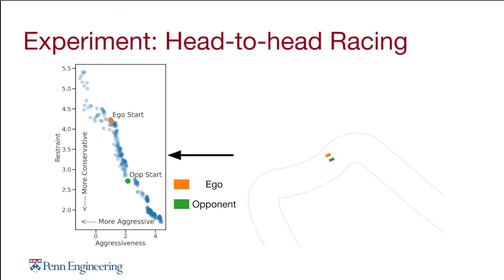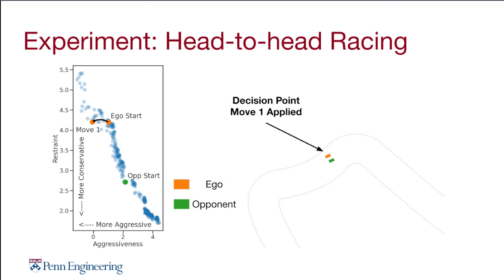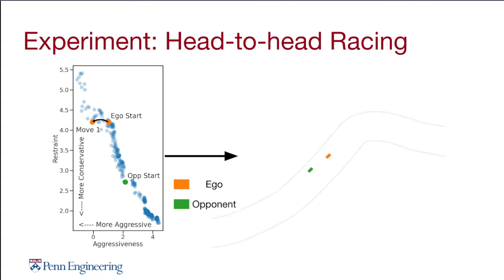In a qualitative example, we see after the initial rollout, the online planner determines the ego and the opponent's starting position in the objective space. At the decision point, the game-theoretic ego planner decides to increase in aggressiveness and change the cost weights of the planner accordingly. After the decision point, we see the ego overtaking the opponent at the end of the episode and winning the game ultimately.